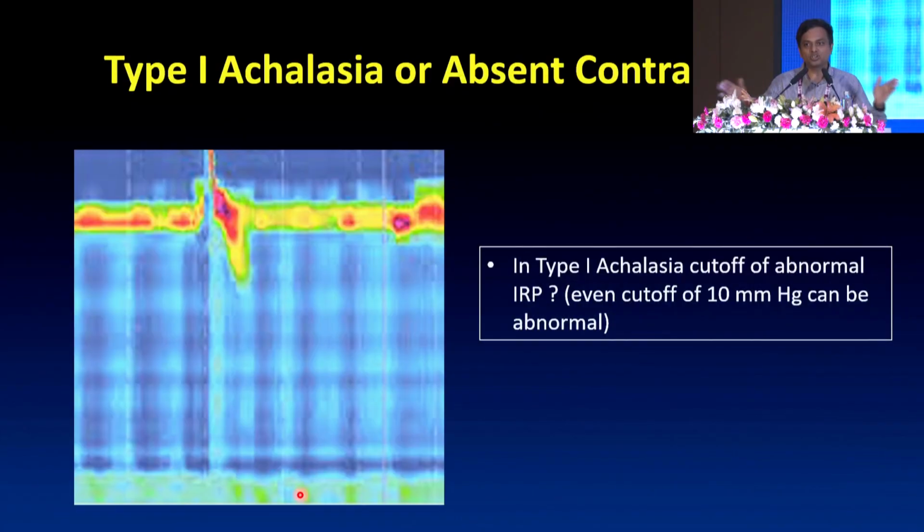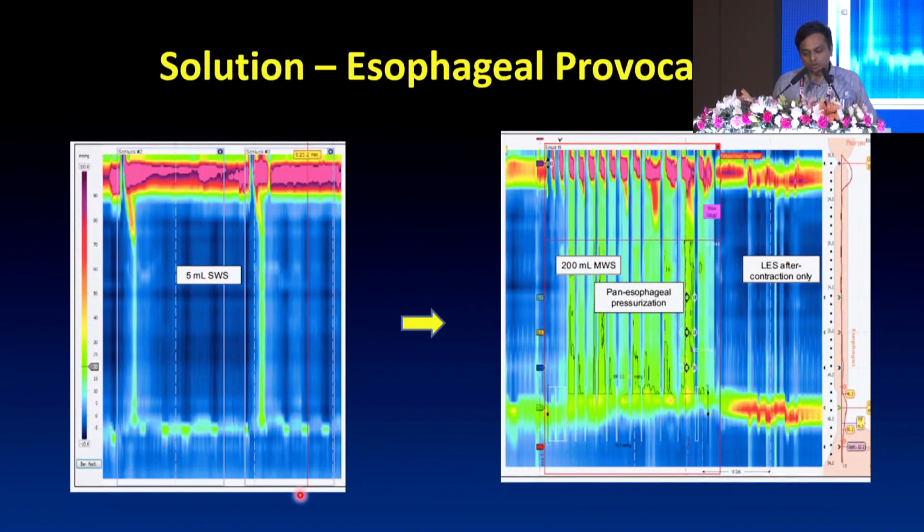So the management of both is absolutely different. Will you subject this patient to a procedure like POEM? How do you differentiate between that? So here, if you do a rapid drink challenge to this patient, you will suddenly see that the IRP starts increasing. So this is a patient with type 1 achalasia cardia and not absent esophageal contractility. So this is one such classical place where these maneuvers help.